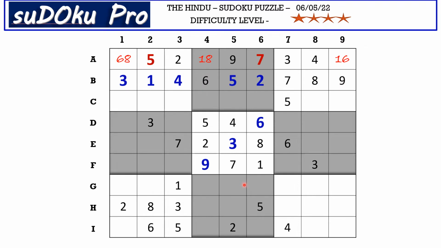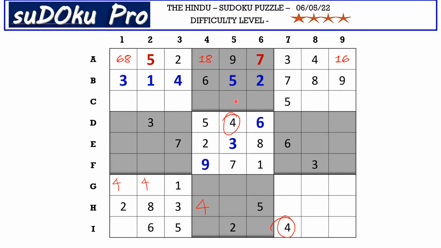There is a 4 here in I row which blocks this cell. So 4 naturally goes in this top row here. Now this 4 blocks this top row and this 4 here in I row blocks this bottom row. So 4 goes in one of these two cells. There is a 4 in column 5 blocking here. So H4 takes 4.